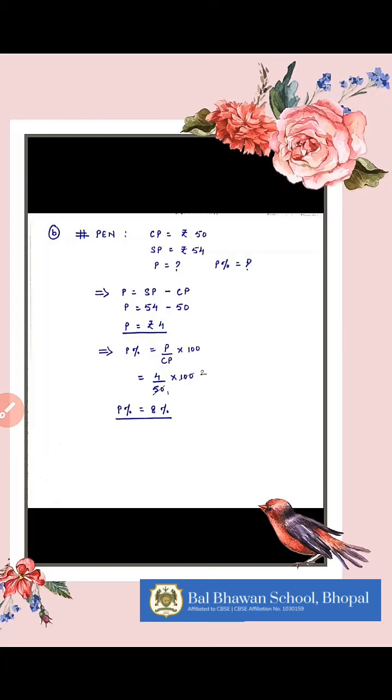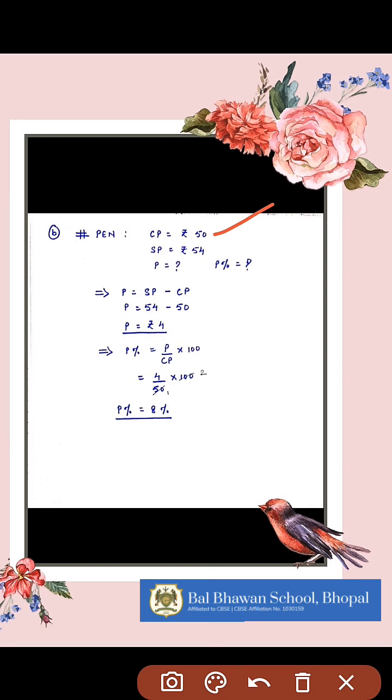In the next question, there is a pen whose cost price is rupees 50 and selling price is rupees 54. You have to find the profit and the profit percent. Now again, by applying the formula that profit is equal to SP minus CP, it will give 54 minus 50. That will be equal to rupees 4. So the profit is rupees 4.